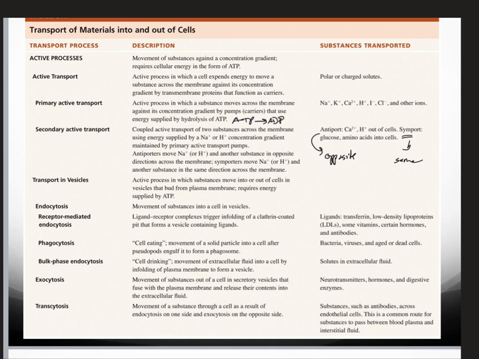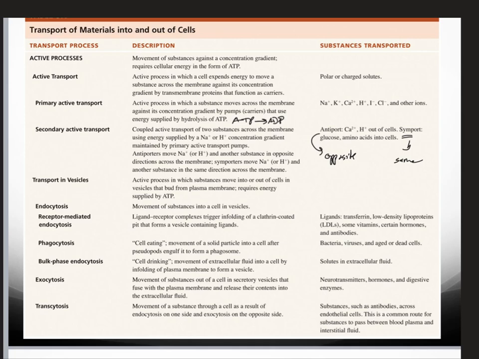Phagocytosis. Phagocytosis, cell eating. This is movement of a solid particle into a cell after pseudopods, these fake arms, reach out and engulf that foreign substance like a bacteria or virus, and form this phagosome within the cell. At which point that lysosome that we talked about before will attach, forming a phagolysosome to digest that foreign object, that bacteria, that virus, aged or dead cell.